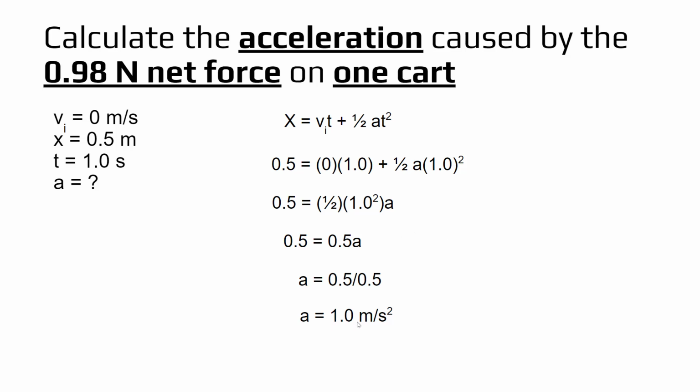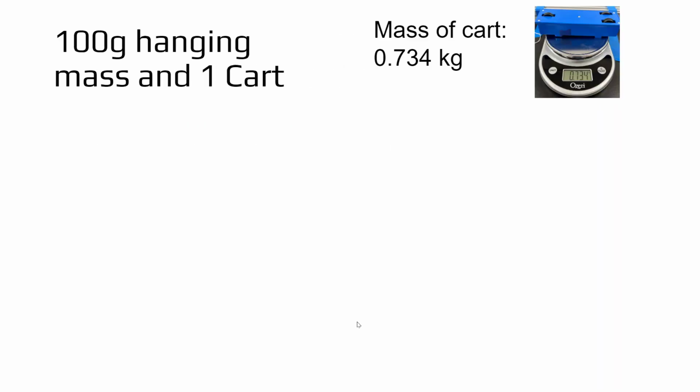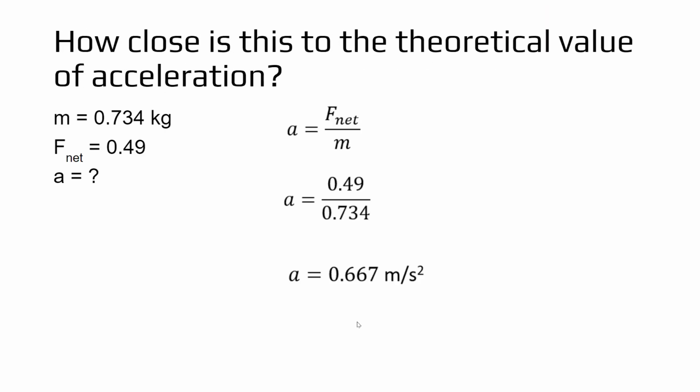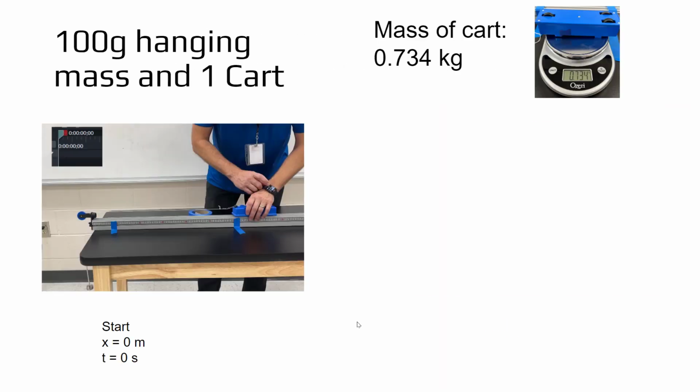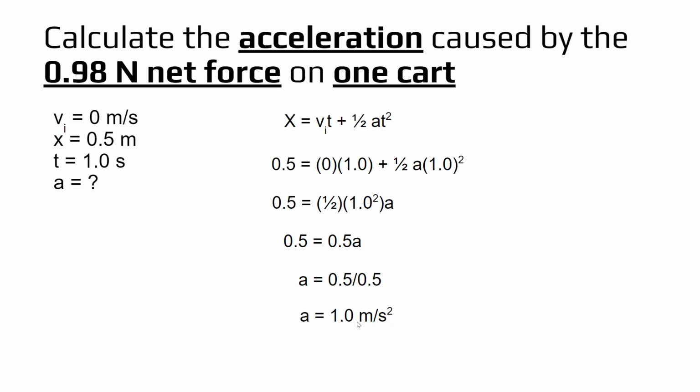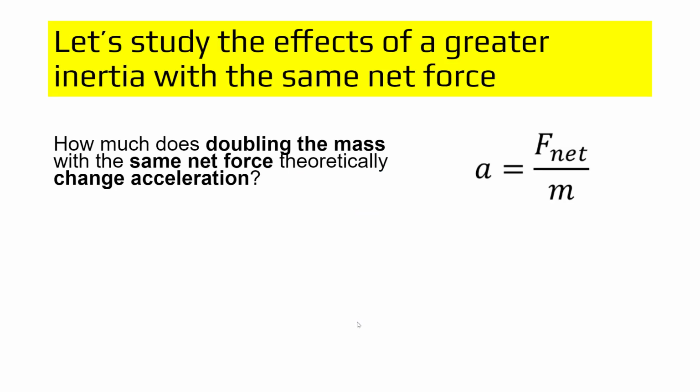So the acceleration got a lot greater when we had more net force. Remember before, we had an acceleration of 0.667 meters per second squared. Here we got an acceleration of 1 meters per second squared. And we doubled the force. We would expect double the acceleration, but once again, theoretical acceleration versus actual, because of all the factors like friction in the lab, are going to change it slightly.